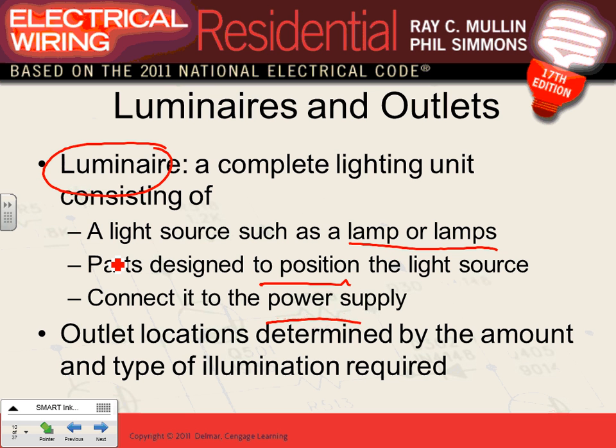Outlet location: the amount of light and the type of illumination you need. When we talk about lighting fixtures, guys, it's all about illumination. Typically, here's what we do in a dwelling. If you walk into a dwelling, by code you need at least one light in every habitable area. Done. That's the minimum.